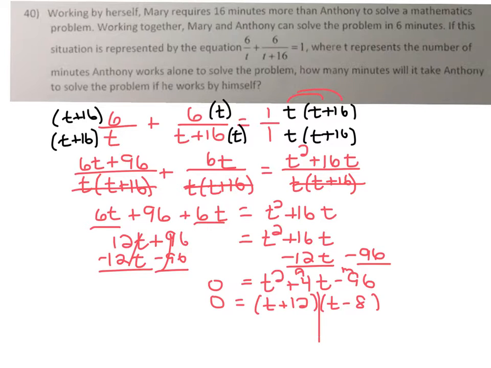Now, when we go to make our t-chart and solve, we wind up with t equals negative 12 and t equals 8. Now, one of these answers really makes absolutely no sense. If you realized it was this one here, the negative, you're right, because you can't have negative time. So I'm going to cross that off. So really, it's going to take Anthony 8 minutes to solve the problem if he works by himself.